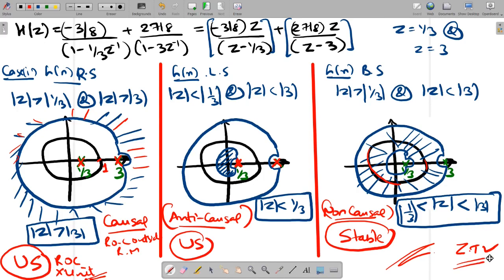Z transform is a very important module. Please see to it that this module is done properly. Just see the video 1 or 2 times and you should be good to go. Yeah. So thank you very much.